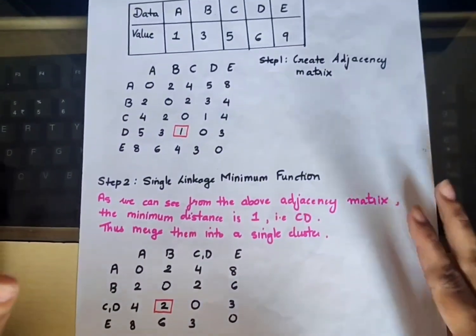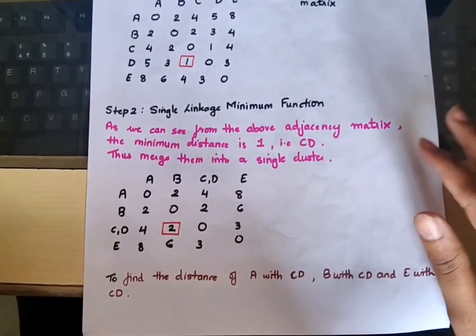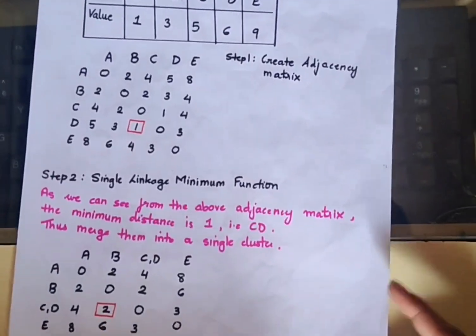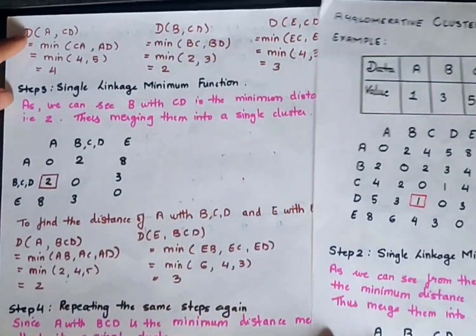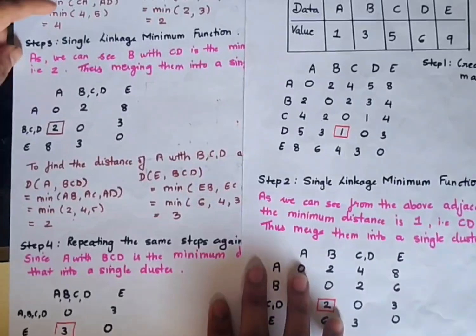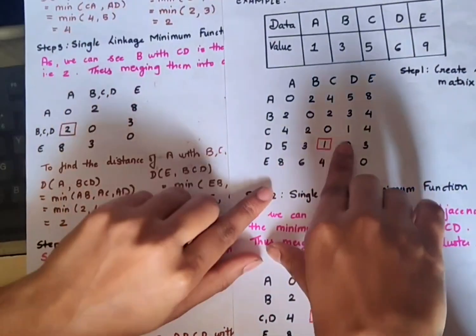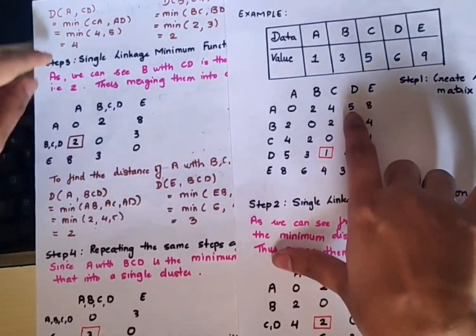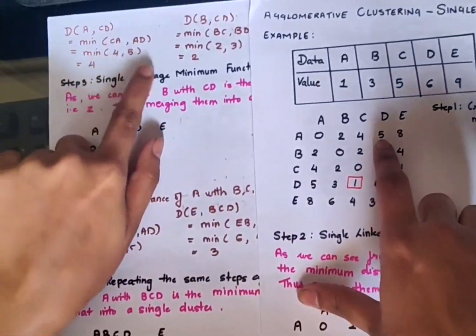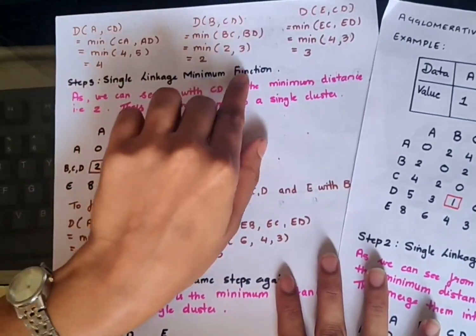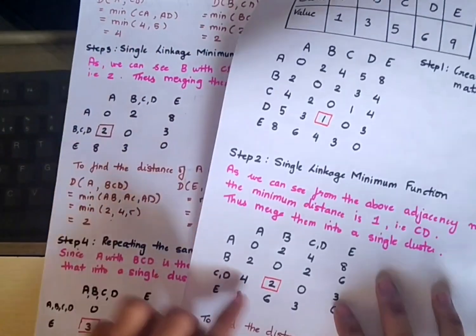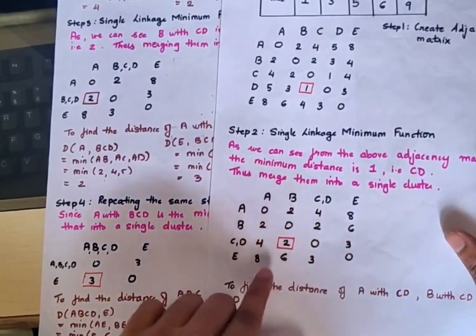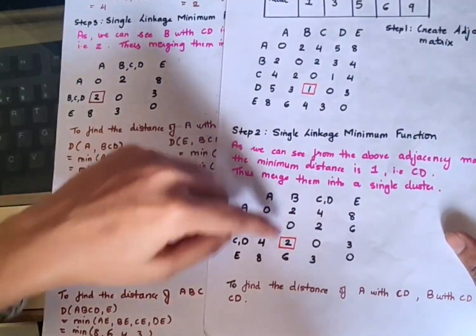Now in the second step, we need to find the single linkage minimum. Since we got CD, we now need to merge C and D into one. So now we'll find the distance between A with CD, B with CD and E with CD. To find the distance of A with CD, we'll find the minimum of CA and DA. The distance of CA is 4 and the distance of DA is 5. The minimum of 4 and 5 is 4. Same thing we'll do for B with CD and E with CD, and now we'll fill it in this adjacency matrix. Again from this we find the minimum number, that is 2. So now we're going to merge B with CD.